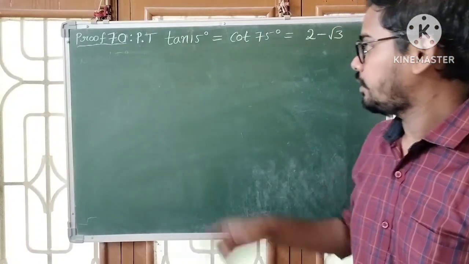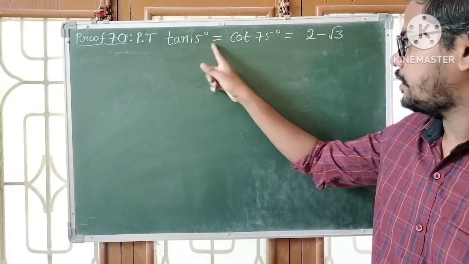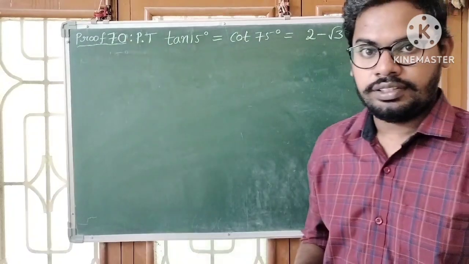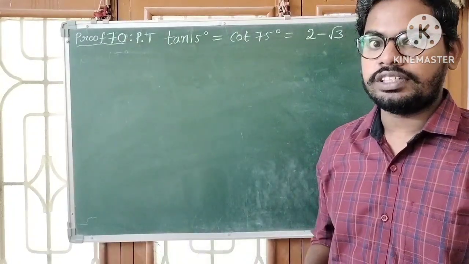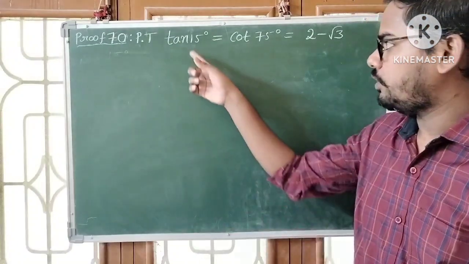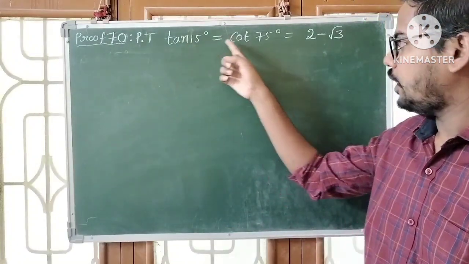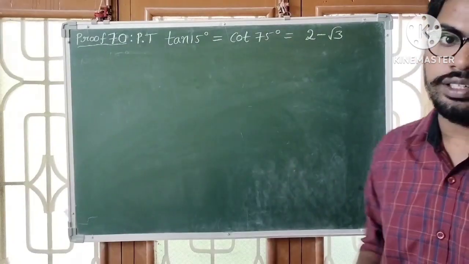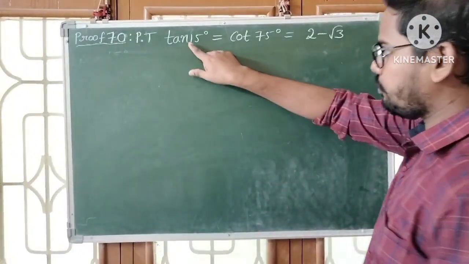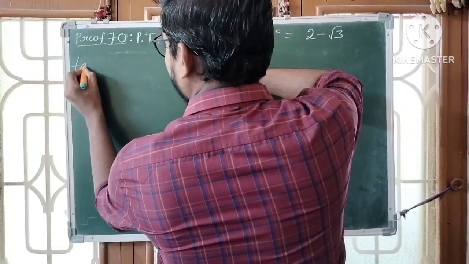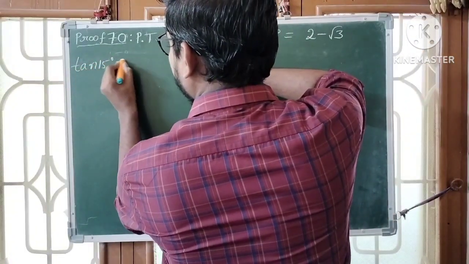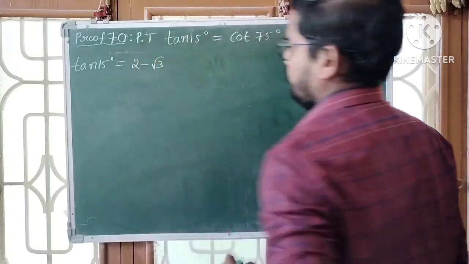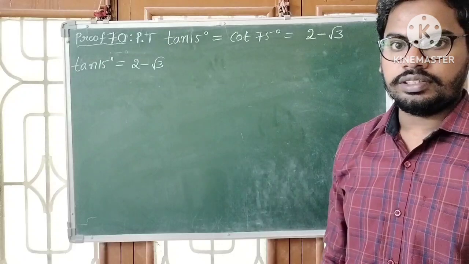Prove that tan 15 degrees is equal to cot 75 degrees is equal to 2 minus root 3. So we have to prove that the trigonometric ratio of tan 15 degrees and the trigonometric ratio of cot 75 degrees are equal to 2 minus root 3. First of all, let us prove tan 15 degrees is equal to 2 minus root 3.